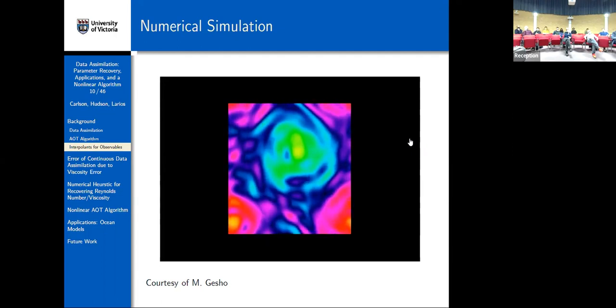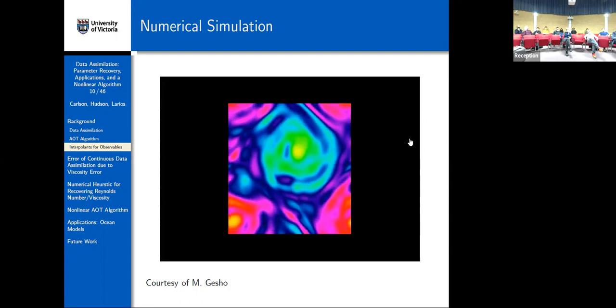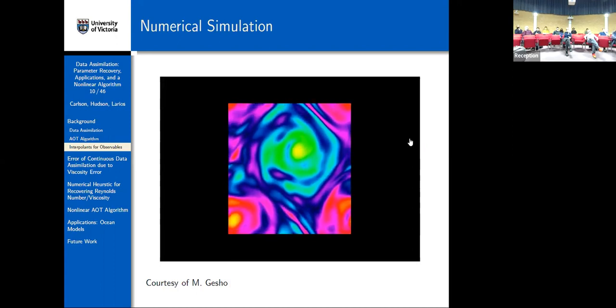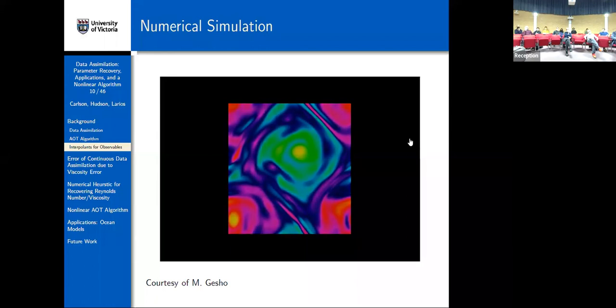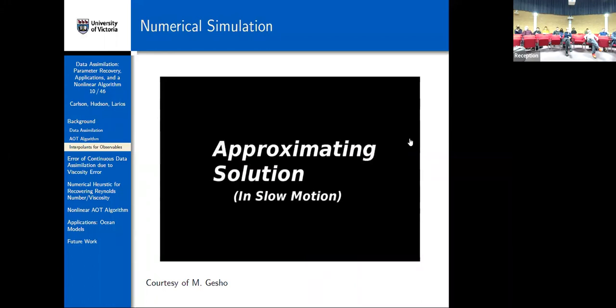So that's what's happening here. I can't skip it because it's in the talk, so we'll let it play out for a second. As you can see, it's already starting to capture some of the form of the original solution, just by the straight-up simulation.